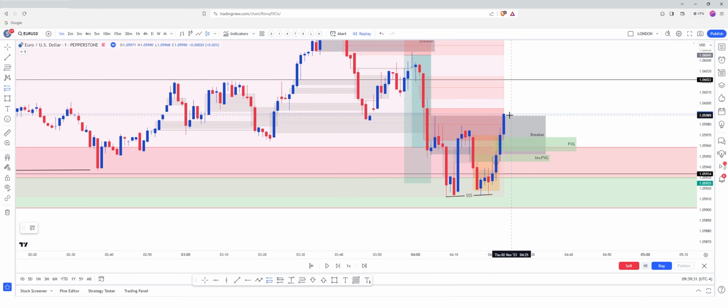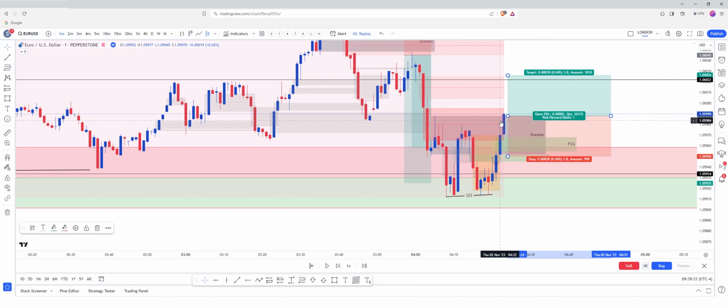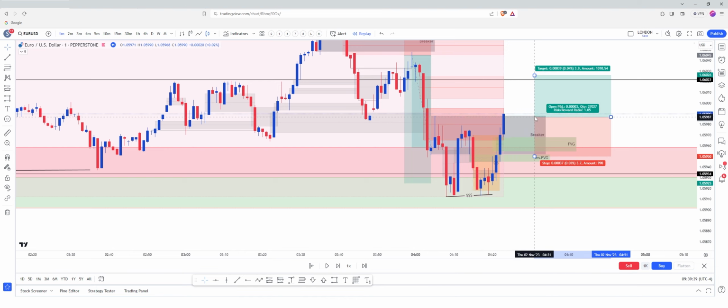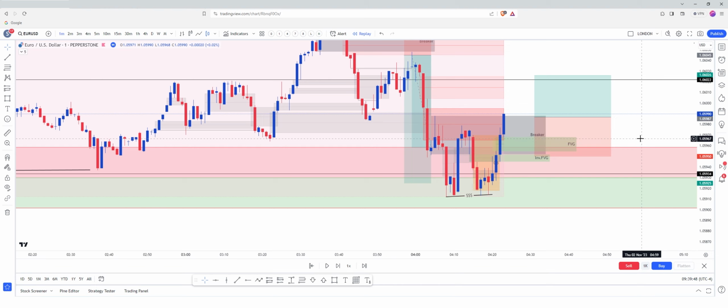Entry would be top of the breaker block. Time wise, 23. So we're not at the open of a 15-minute candle just yet. So let's just see how this progresses, because ideally 27 to 33 is kind of the window that I'm going to be looking for an entry.